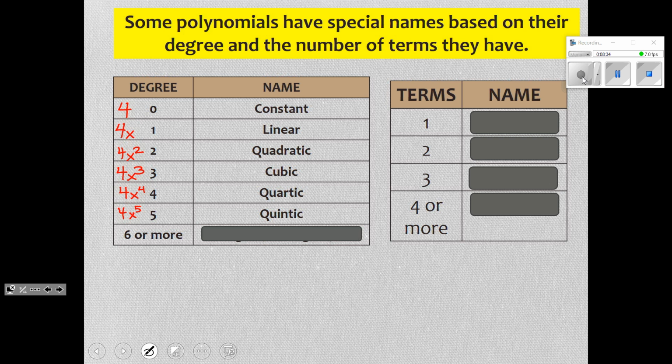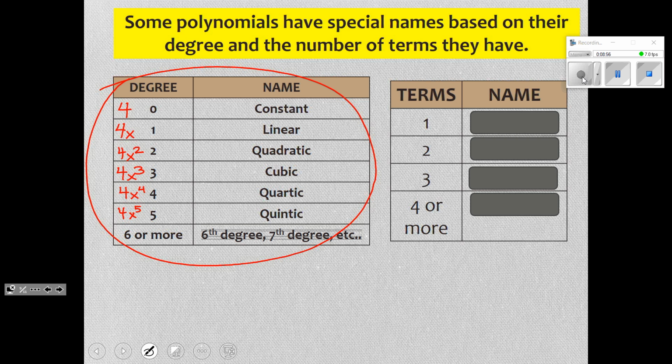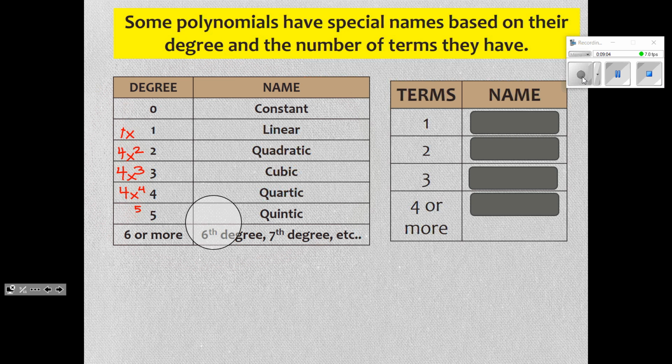Now, all of these polynomials have special names up to the degree of 5. When the degree gets to be 6 or more, we do not give them special names anymore. It's like you had more than 5 kids. You named the first 5 kids a name. And then when you got to the 6th kid, you say, oh, you're just kid 6, kid 7, kid 8. So if the degree is 6 or more, you're just going to say it's the 6th degree, or the 7th degree, or the 8th degree, and they do not have a special name. That is naming polynomials based on their degree.